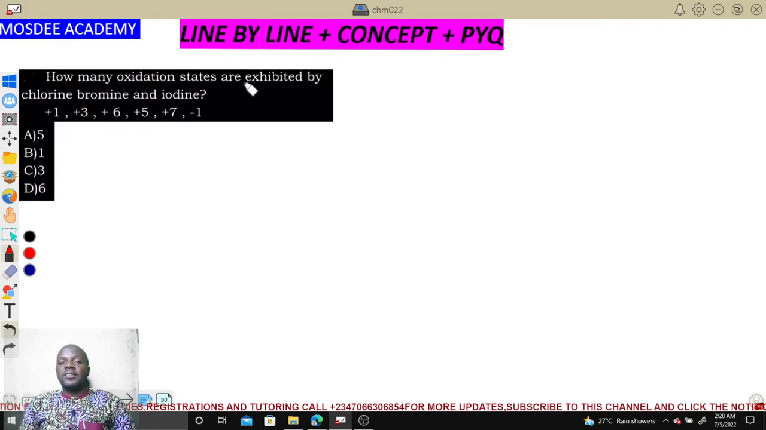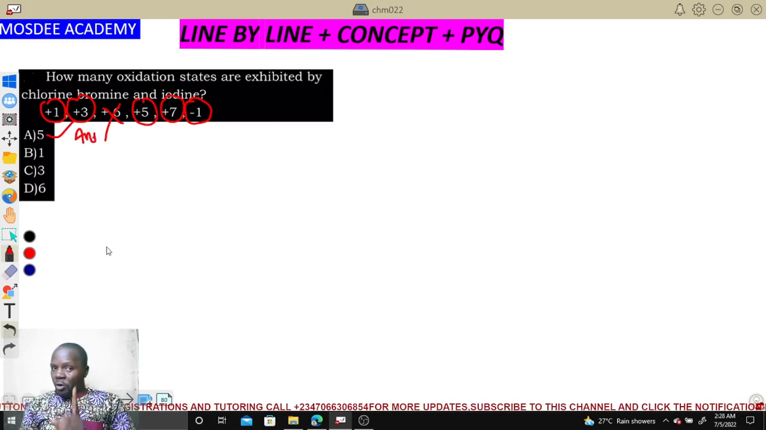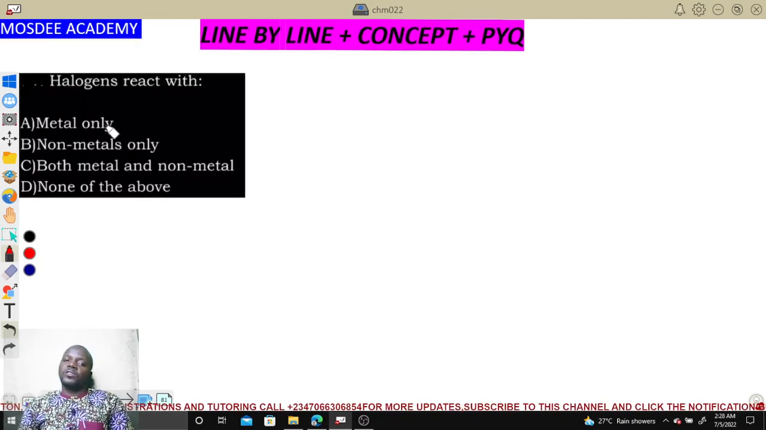How many oxidation states are exhibited by chlorine, bromine, and iodine? All of them exhibit -1. You can also see +1, +3, +5, and +7. These are the only ones you can see: 1, 2, 3, 4, 5. Final answer? 5. I hope you are following. Follow and watch this video to the end for you to have maximum knowledge on halogens and their compounds.